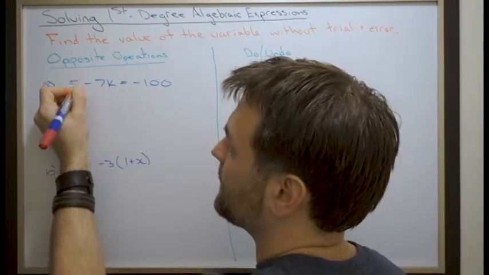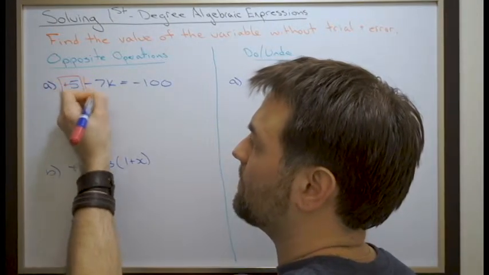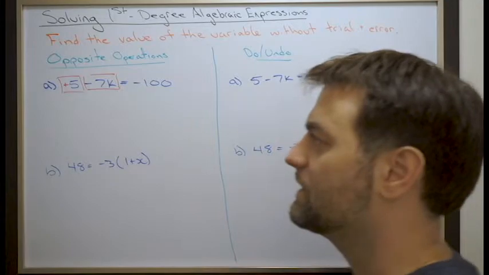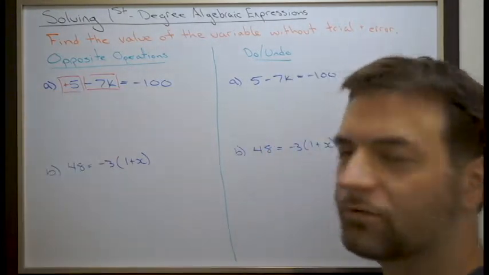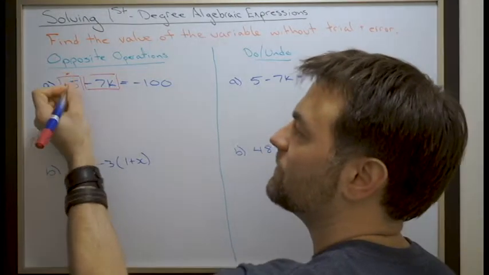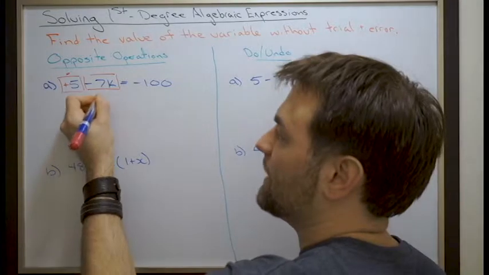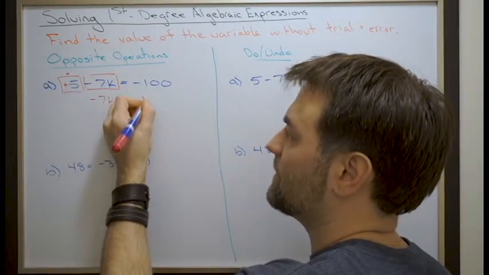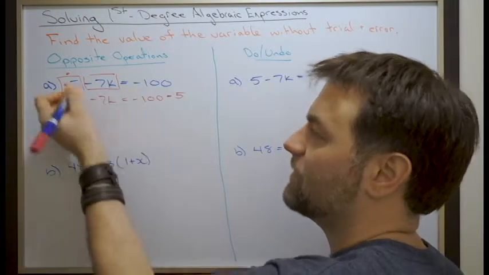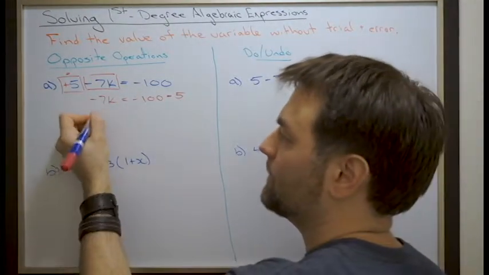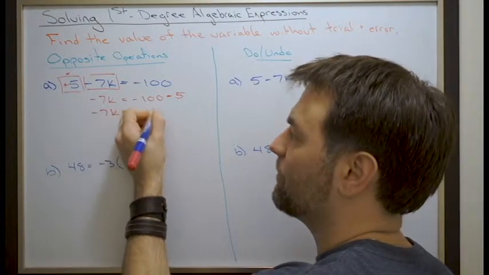So we have two terms here. We have this plus 5 and then this minus 7k equal to 100. So we've got to get the k by itself, so we're moving that plus 5 first. We're going to move that plus 5 using the opposite operation, which is subtraction. So we're going to have negative 7k equals negative 100 minus 5, the opposite of plus. So negative 7k, when we simplify that, is going to be equal to negative 105.